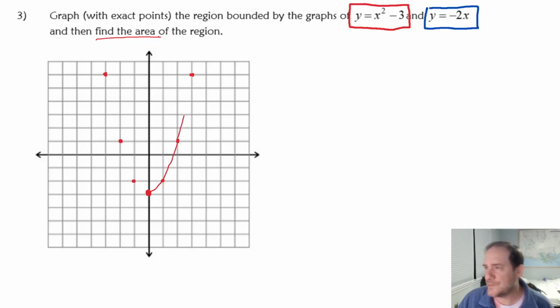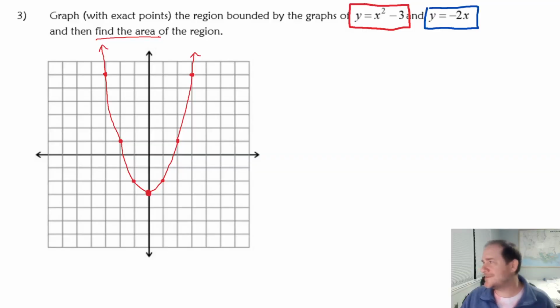This is not super easy to draw on a tablet with a stylus. Oh, that was horrendous. All right, I've seen better graphs, but I can live with it.